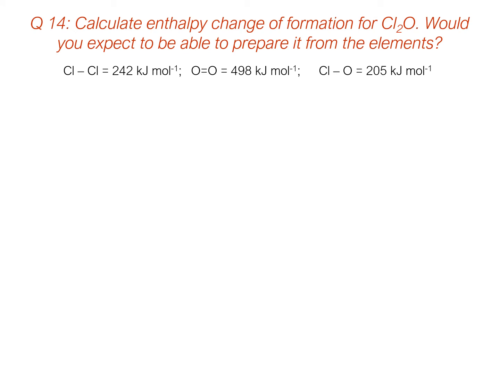Question 14 is another one calculating the enthalpy change of formation for a certain molecule, but this time we're doing it just from bond enthalpies. So it's a slightly different way to do it, but we'll start the same way as always and write a balanced equation for what's going on. So we want to form Cl2O from Cl and O. Chlorine is present as an element as Cl2, and oxygen in its elemental form is O2, and that's forming Cl2O. And this is what we want to work out, the enthalpy of formation for this Cl2O.